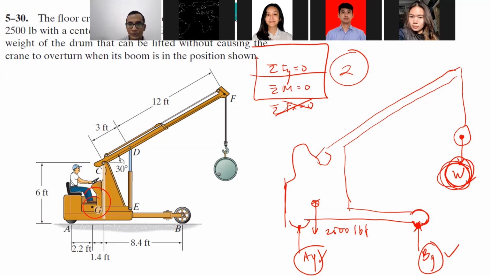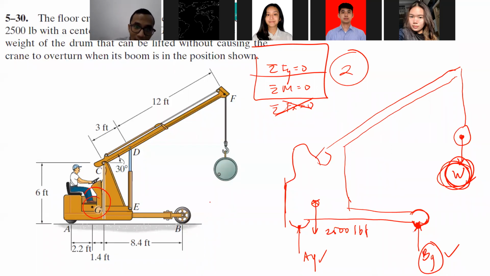Do you get it, William? Do you get it, Aurelia? Yes, sir. How about you, Audrey? Yes, sir. So the limiting condition, as I told you from the beginning, is that the center of rotation will be B. When it rotates, the center of rotation will happen at B. Because of that, the limiting condition is AY close to 0.